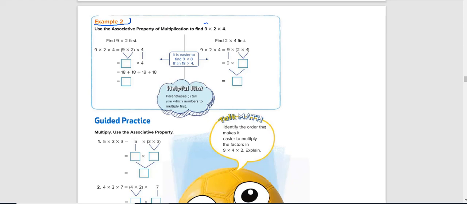We want to find 9 times 2 times 4. In this case, I start with 9 and 2. 9 times 2 is 18. Then bring this 4 down. 18 times 4, that is 18 in 4 places by addition, is going to give you 72. The next way of doing it, let's start with 2 and 4. 2 times 4 is 8, and 9 times 8 is also 72. You get the same answer.